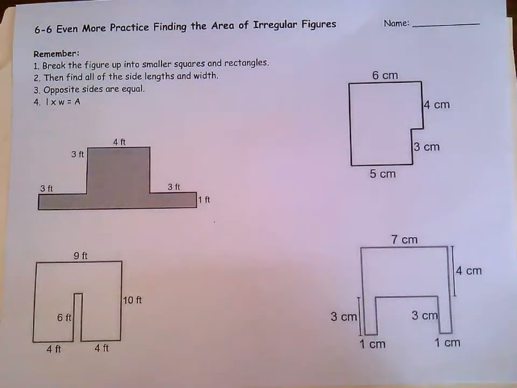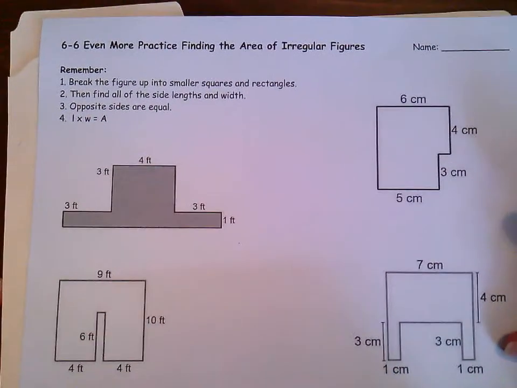All right, here is our third video for topic 6-6, which is finding the area of irregular figures, which is a very tricky concept. So we have 8 more problems. Now, at any point, if you're feeling confident and ready to move on, you can stop the video and move on. And you can always pause to try to solve them ahead of me and then follow along as I check the work.